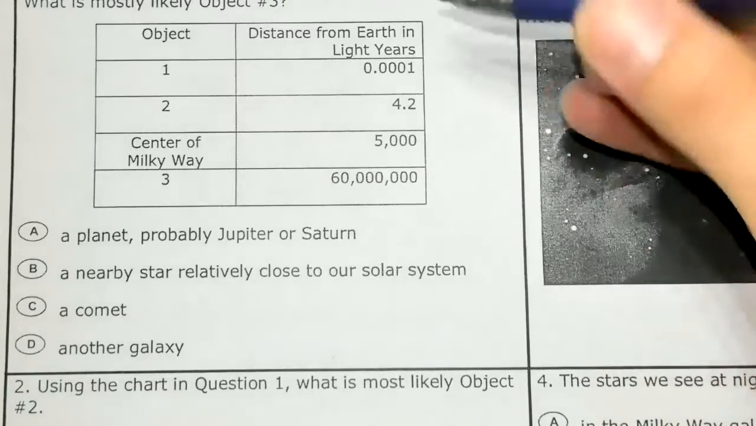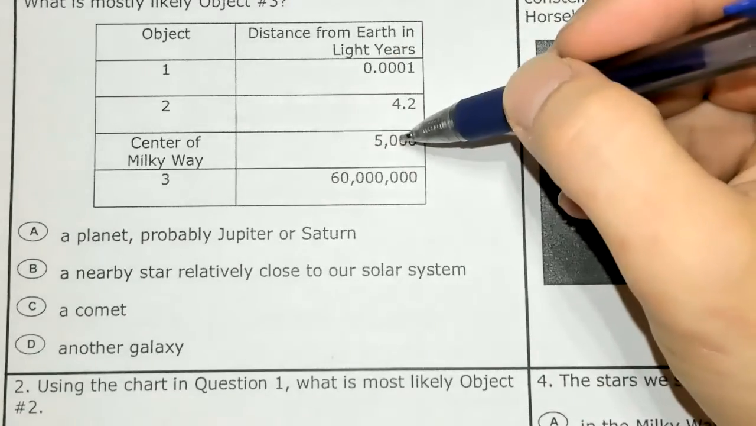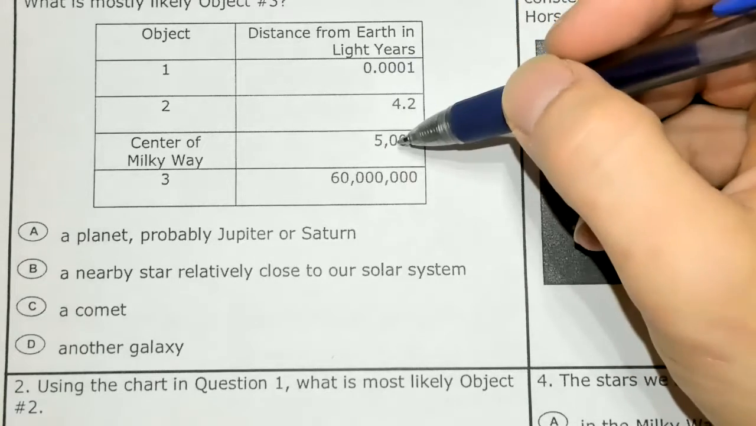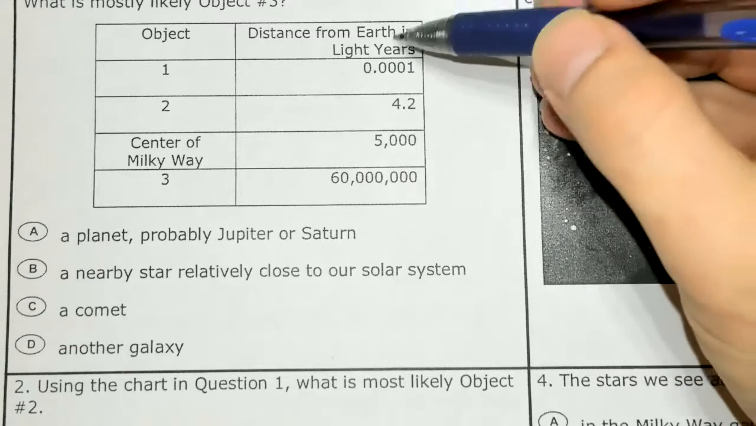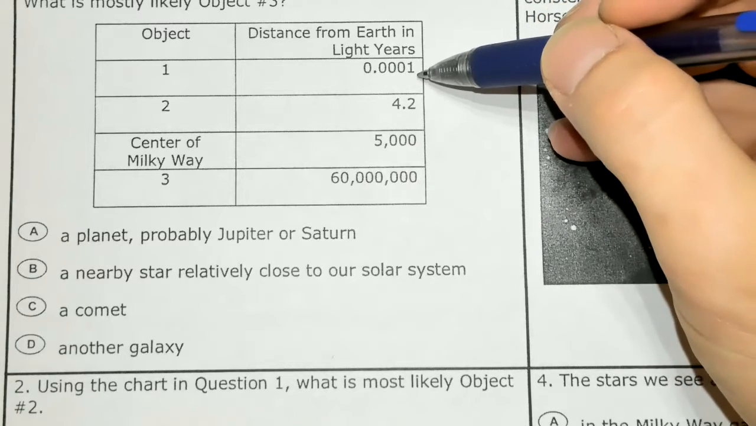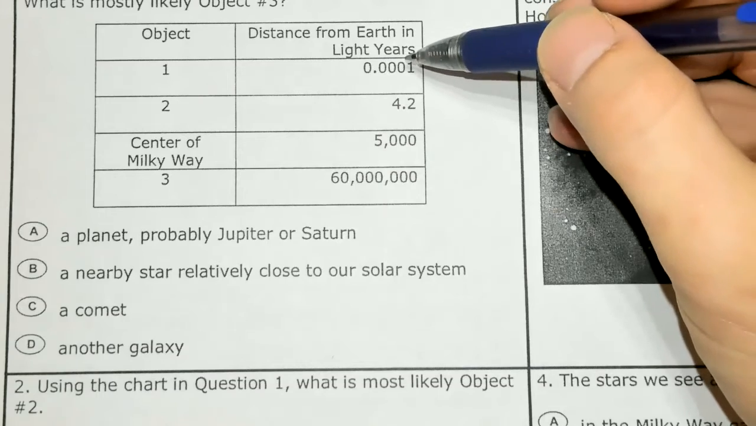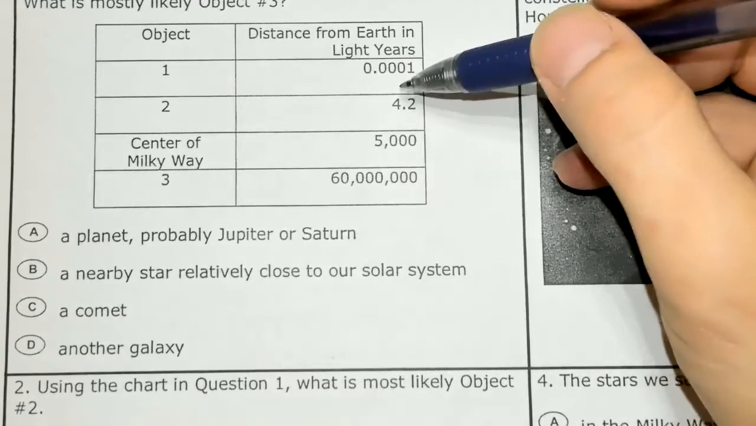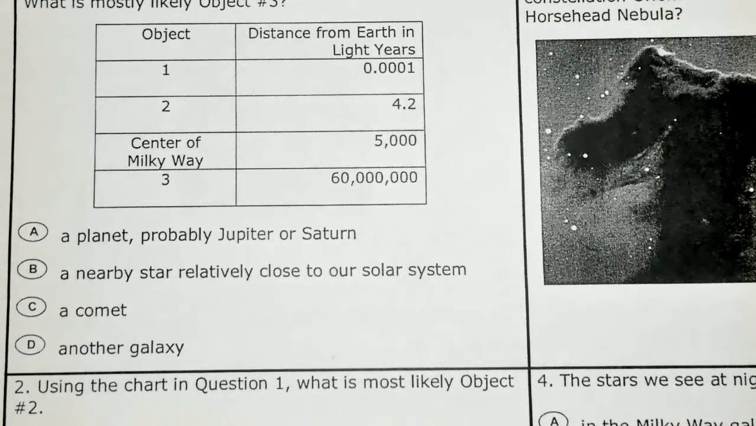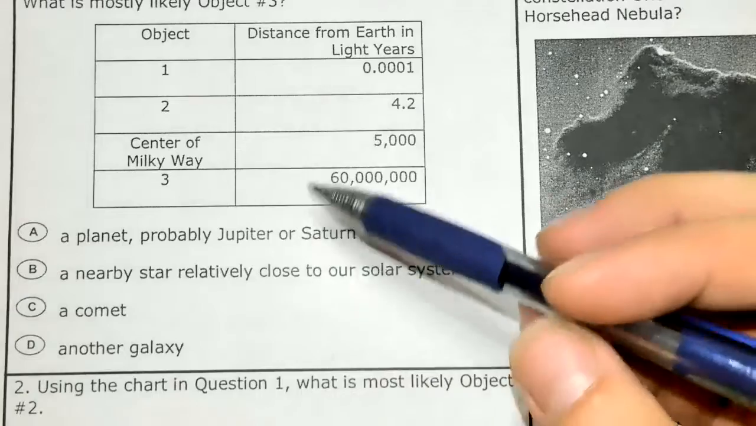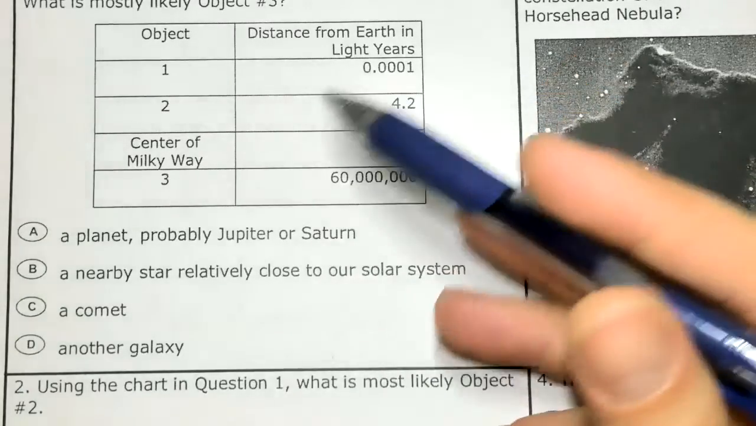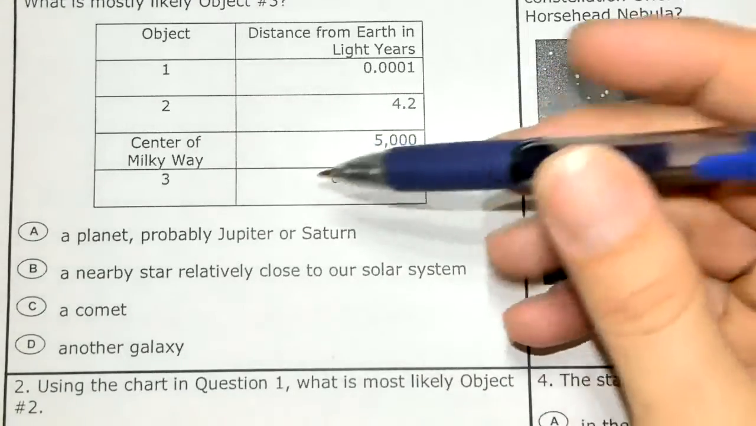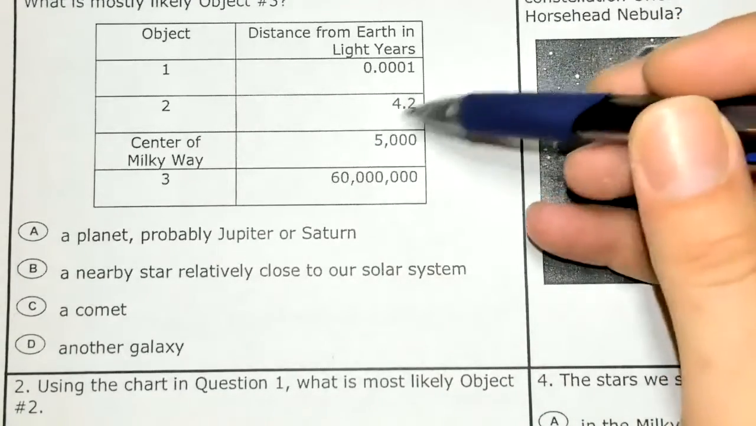okay? So when we look at this, that's the center of the Milky Way. The Milky Way has lots of different solar systems inside of it, but the center of our Milky Way is 5,000 light years away. Okay, up here we have something that's 0.0001 light years away. This could be anything really close to our planet. Then we move over here, 4.2 light years away. We talked about it in class before, all right? About 4 light years away, we have our next closest sun, Proxima Centauri, which is the closest star other than our sun to our Earth, and it's 4.2 light years away.